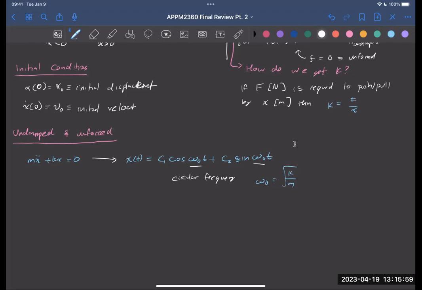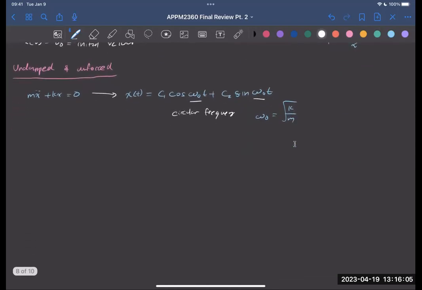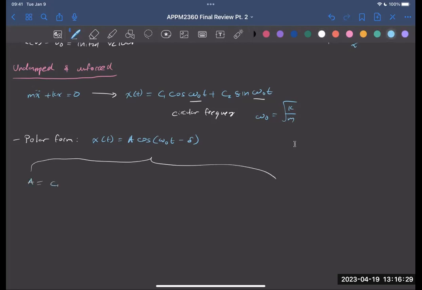We'll talk about that later. You can also convert this from Cartesian coordinates to polar coordinates. So the polar form of the solution will be x of t is equal to a times cosine of omega naught t minus delta, where a is equal to the square root of c1 squared plus c2 squared, and tangent of delta is equal to c2 over c1.